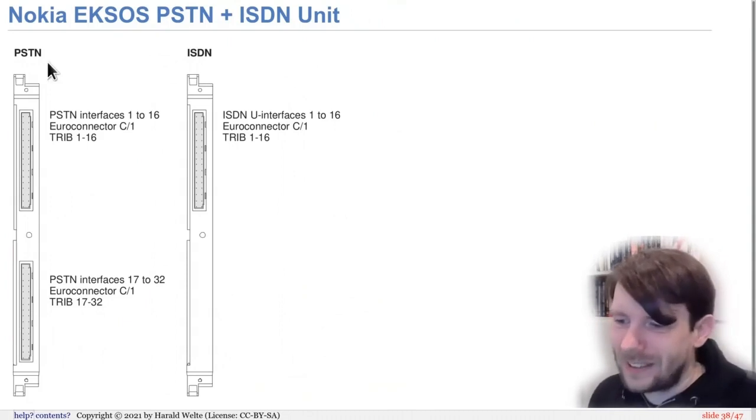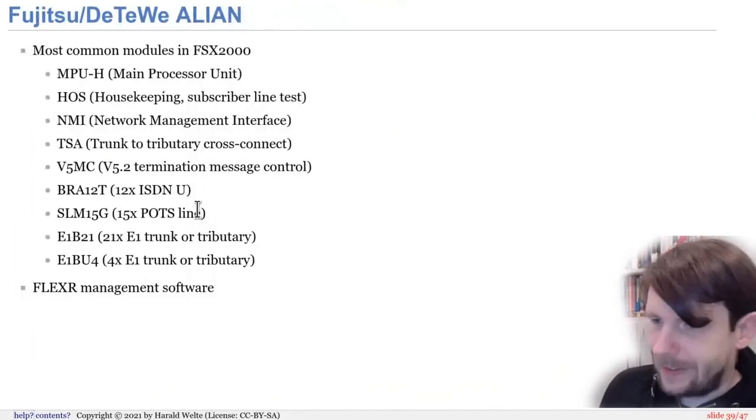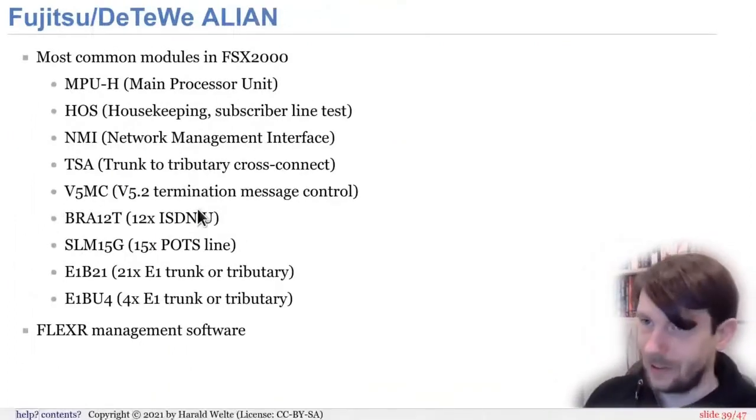These are the PSTN and ISDN modules. It's really just you plug it in, the backplane connector connects to the rack, and then you have the subscriber lines at the front. There is nothing else to connect or to modify there. Now, there's other vendors and other vendor equipments, of course.